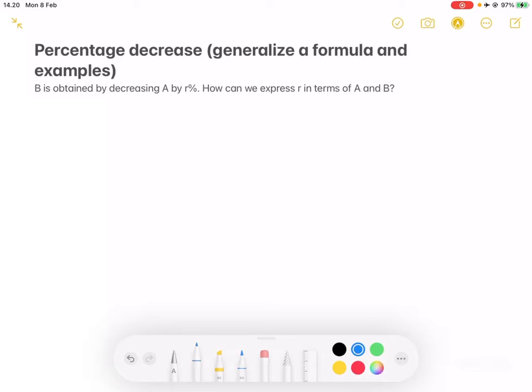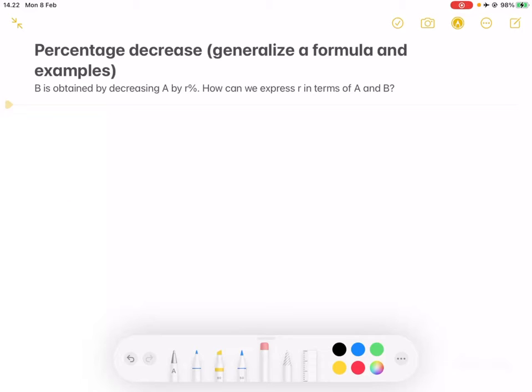So I have written a case where B is obtained by decreasing A by R%. So from the statement, we can already tell that B must be less than A, since B is obtained by decreasing. And so how can we express R in terms of A and B? And that is what we are going to do.